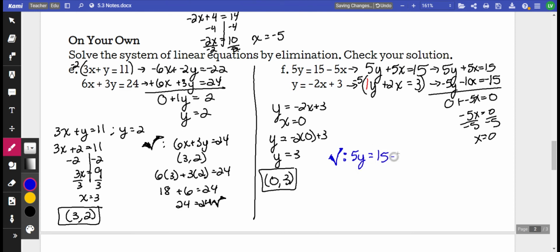5y equals 15 minus 5x. Taking the ordered pair of 0, 3. So 5 times 3 equals 15 minus 5 times 0. So 15 equals 15 minus 0. 15 equals 15. Check, yes.